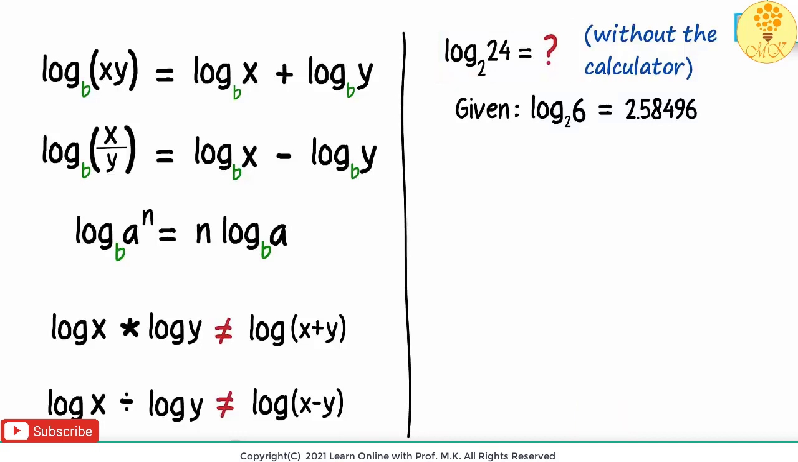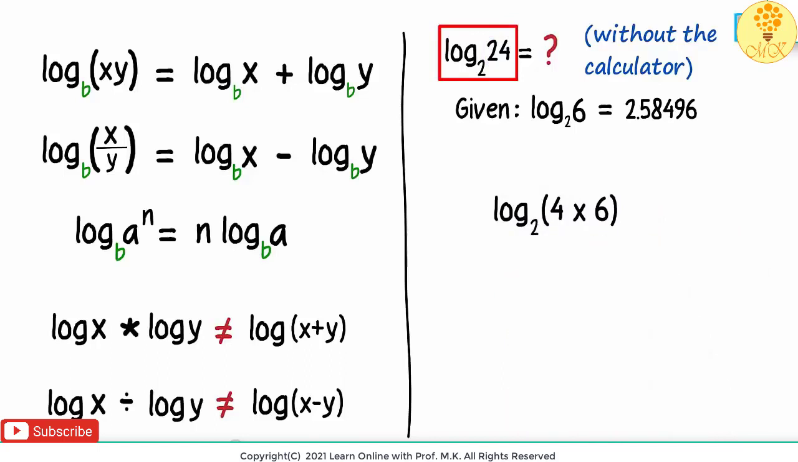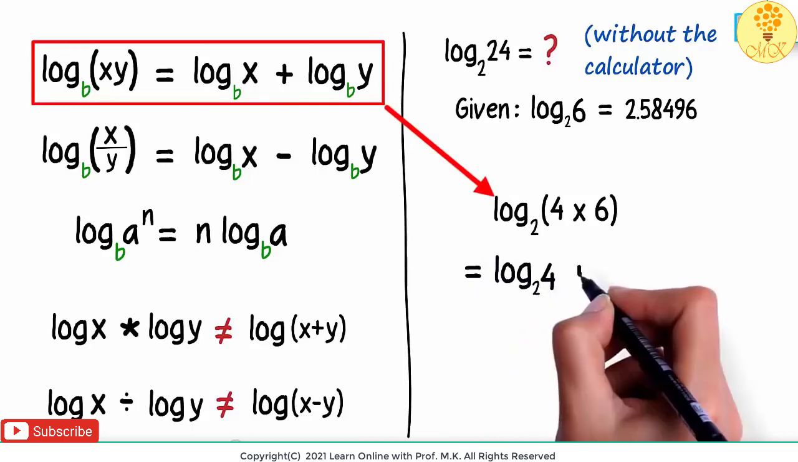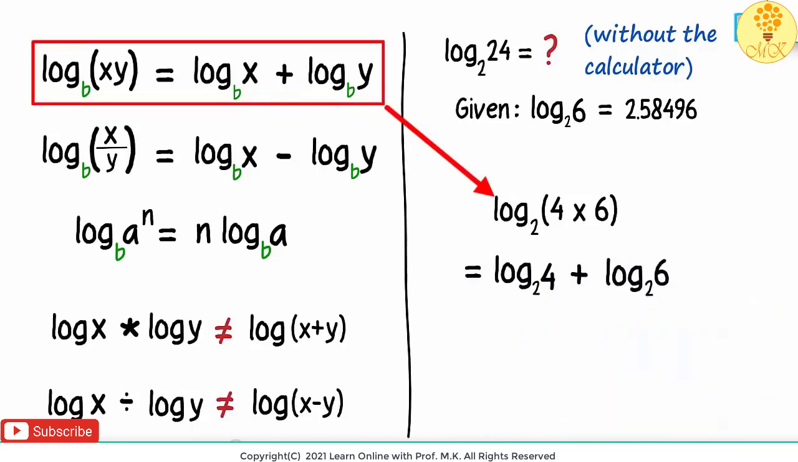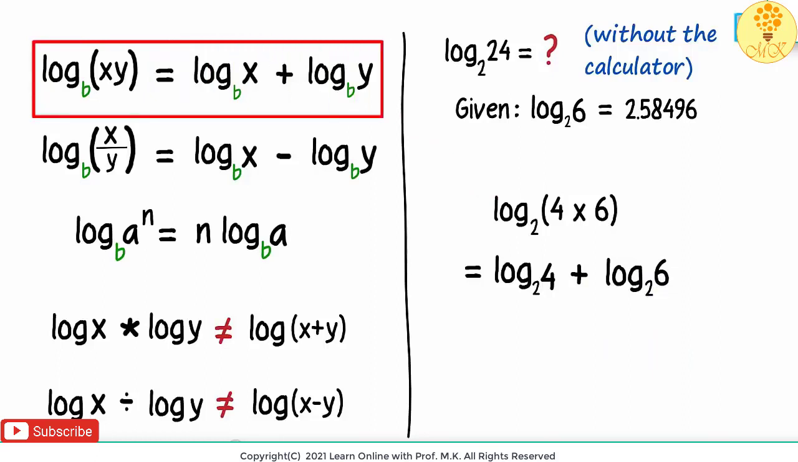The trick lies in writing 24 as a product of 2 numbers. This can be written as log of 4 times 6 to the base 2. The argument 24 is written as 4 times 6. Now why did we write it as 4 times 6 and not 2 times 12? You'll know soon. Let's try applying the first rule here. We can write it as log of 4 to the base 2 plus log of 6 to the base 2. Log of xy is log of x plus log of y. It's the same concept we applied here.